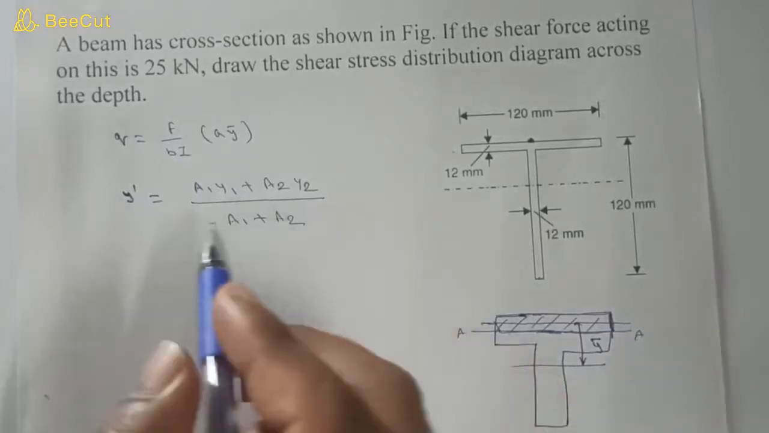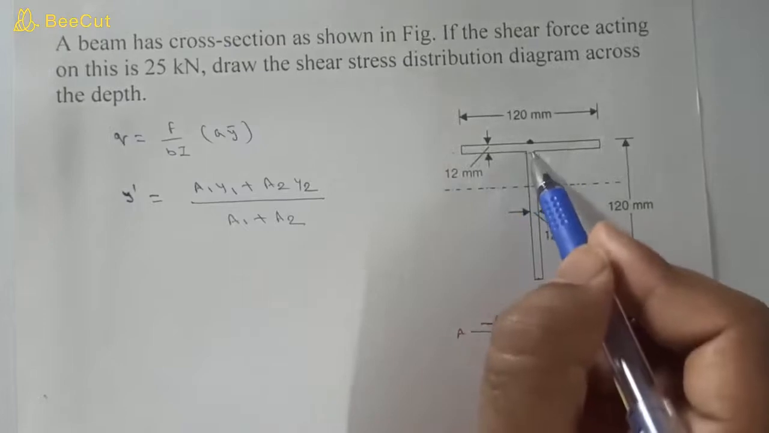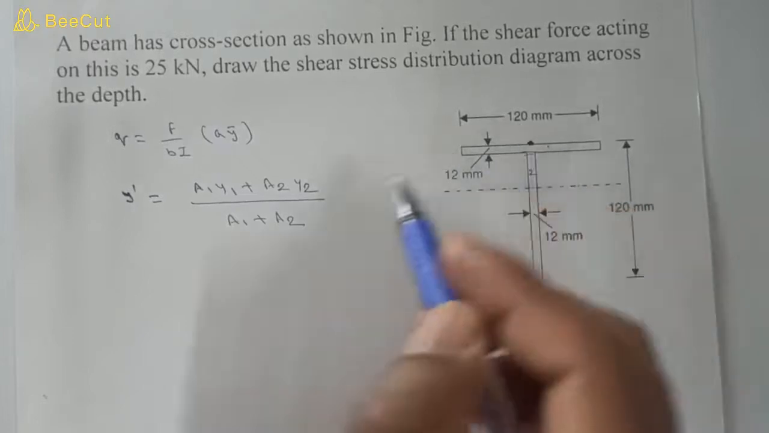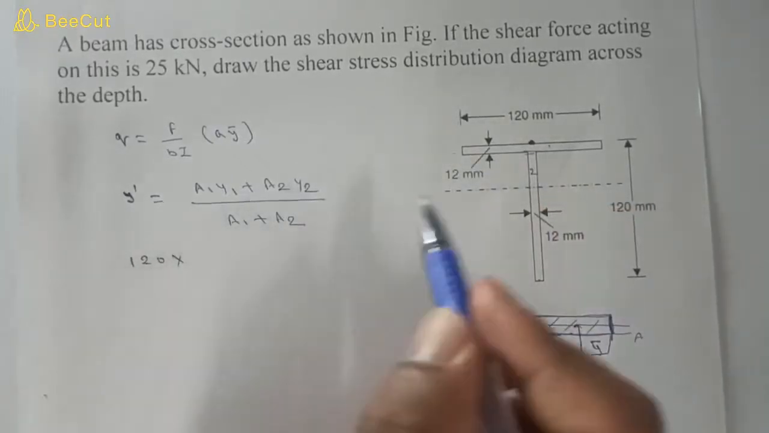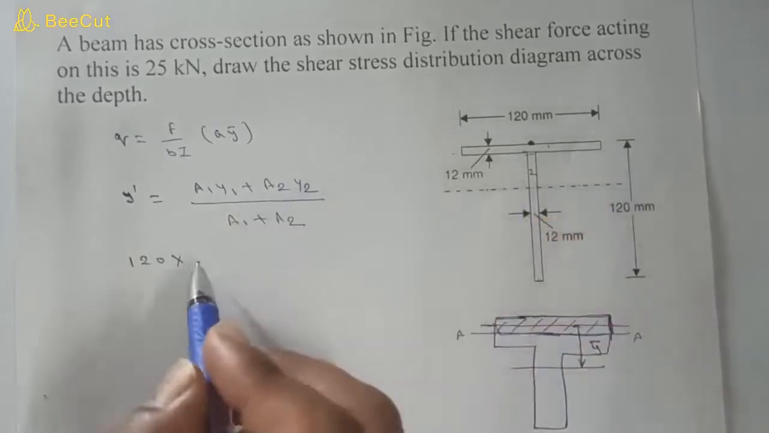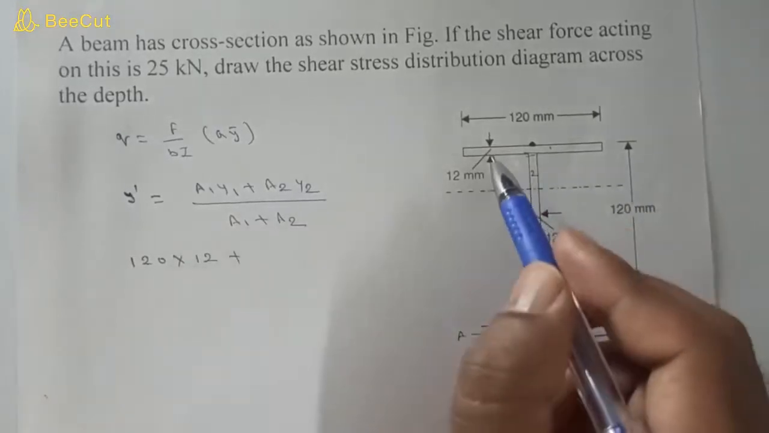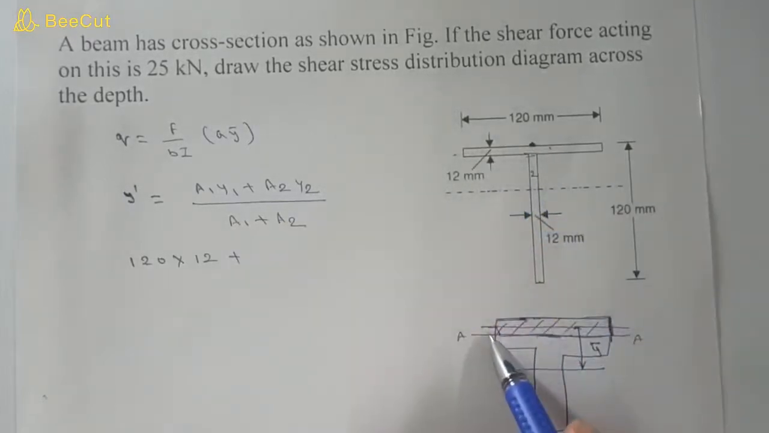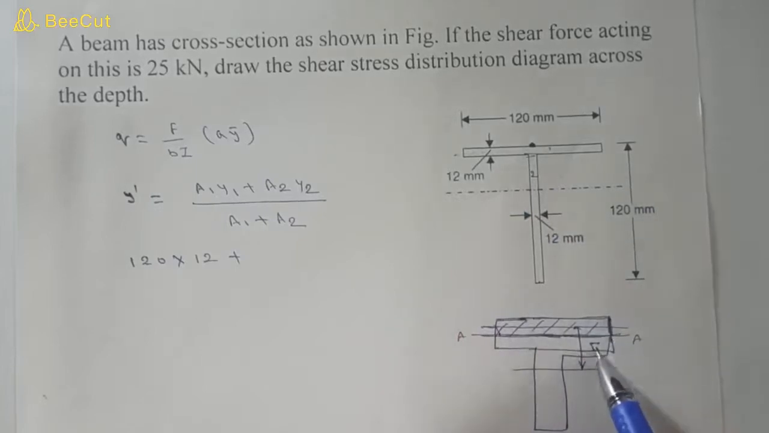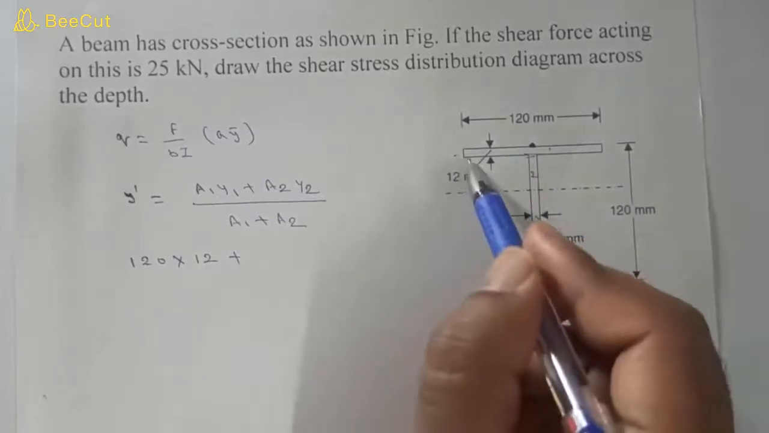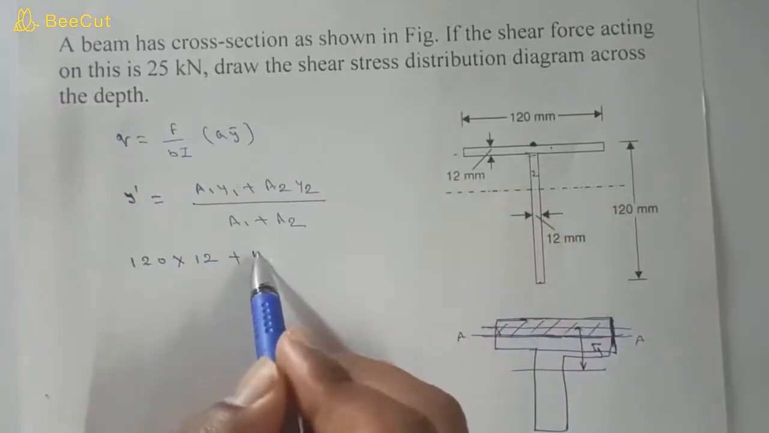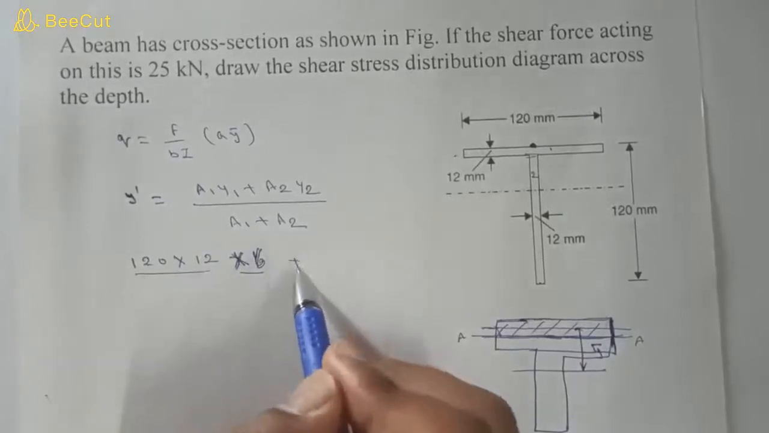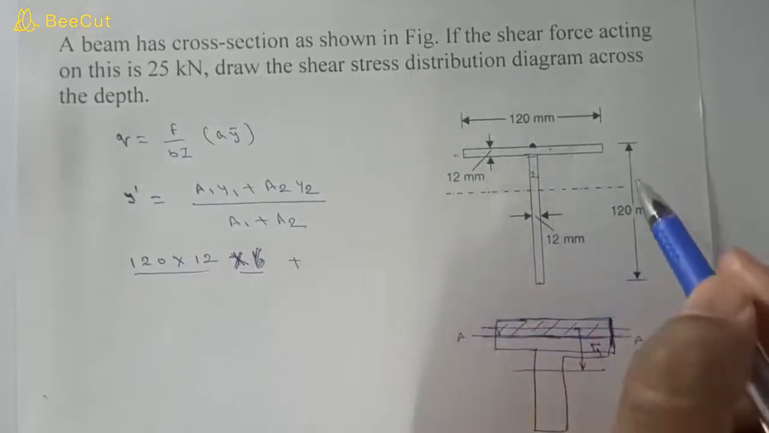Suppose this is 1 and this is 2, so this area a1 is 120 into this width, 12, plus a2. y1 is measured from here; the centroid of this will be at half of this depth, which is 12 by 2, or 6. This is a1, this is y1, plus a2 is the area of this web.